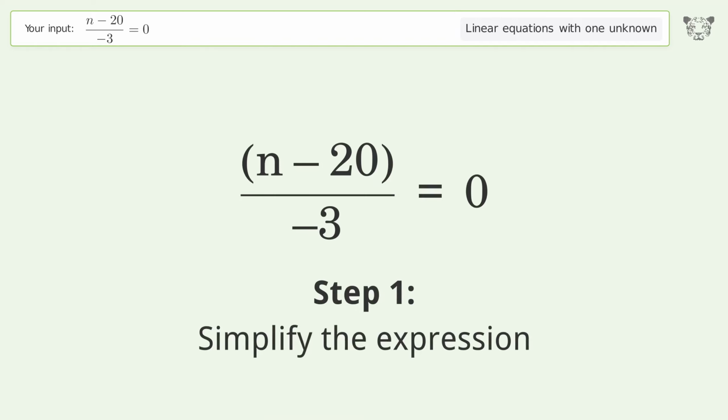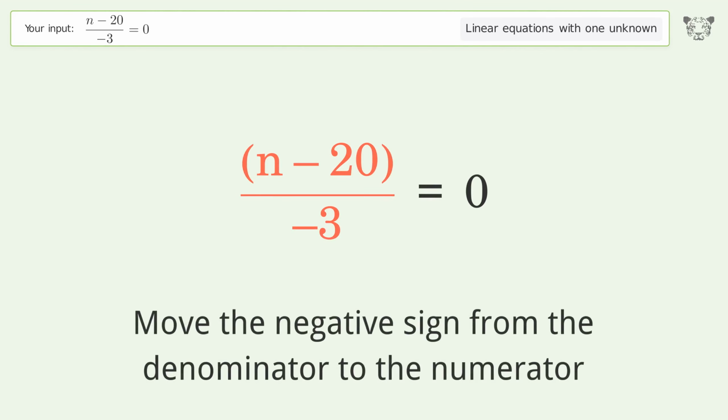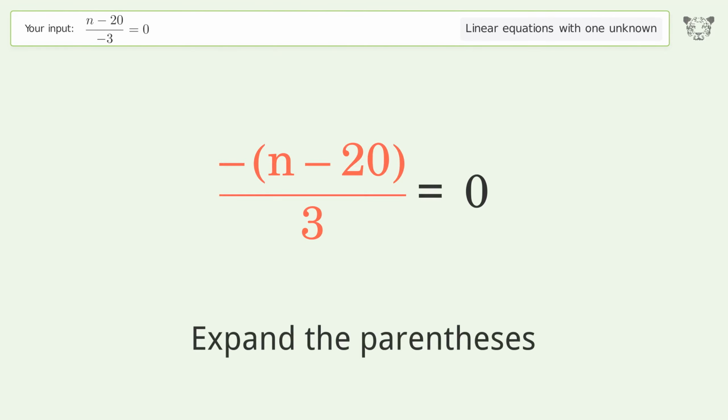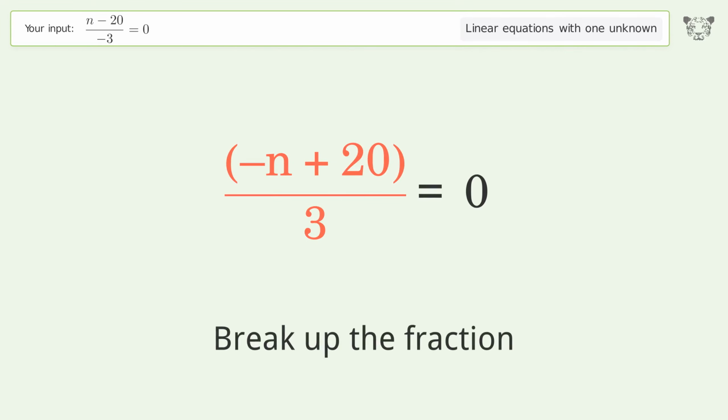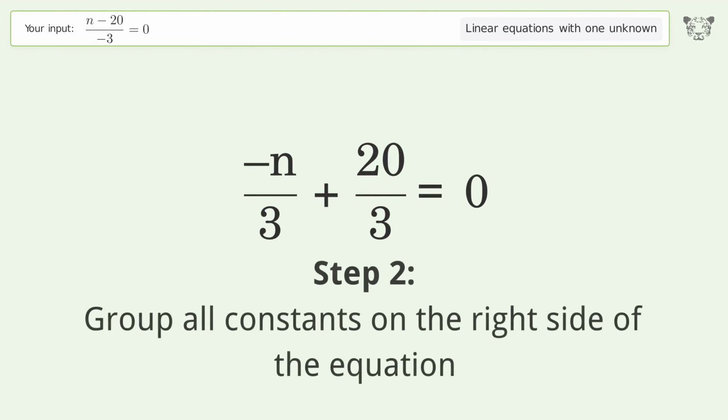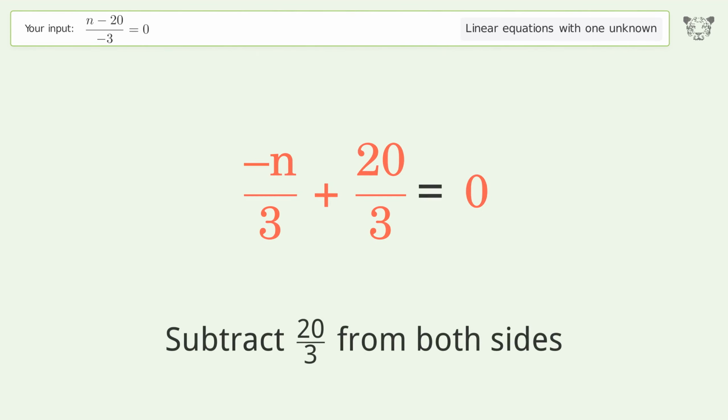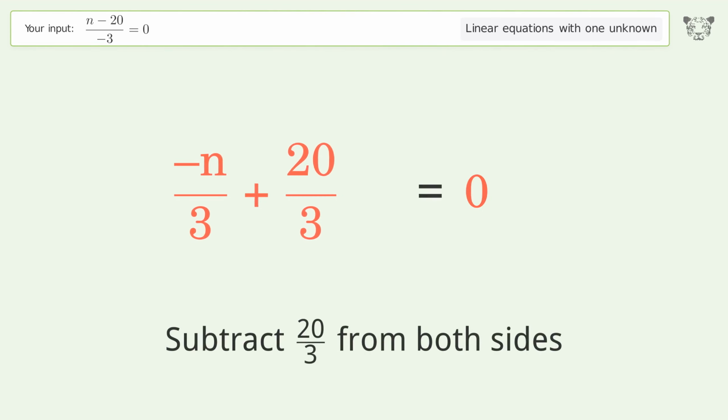Simplify the expression. Move the negative sign from the denominator to the numerator. Expand the parentheses. Break up the fraction. Group all constants on the right side of the equation. Subtract 20/3 from both sides.